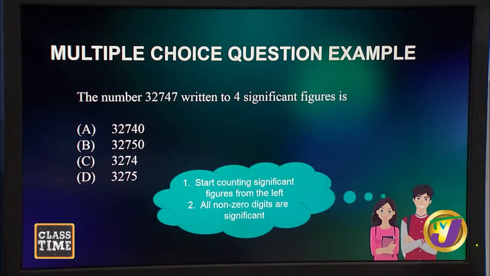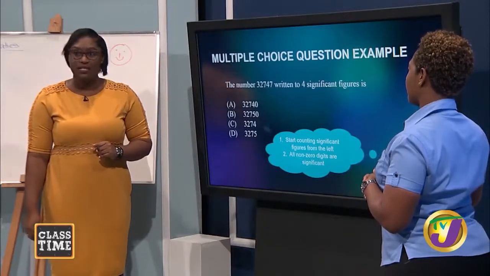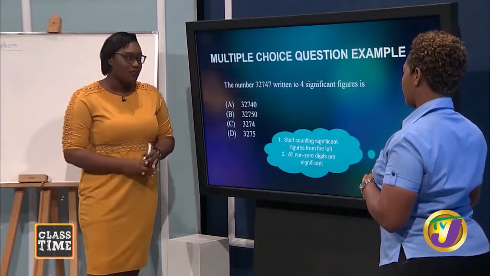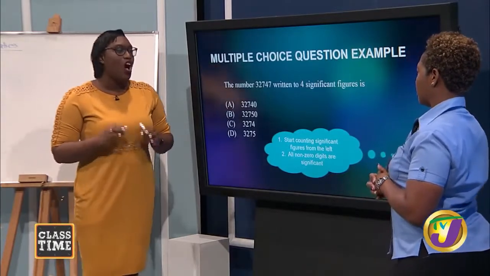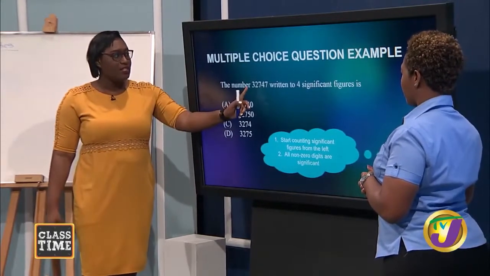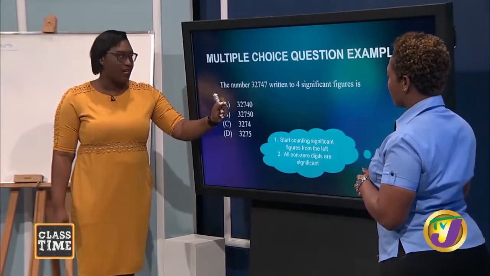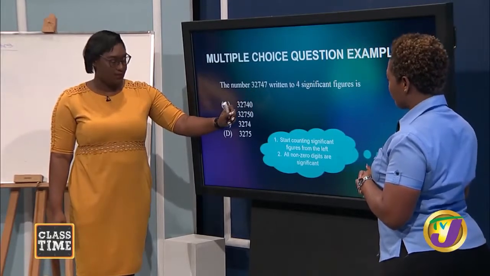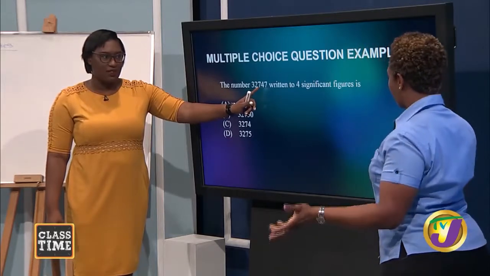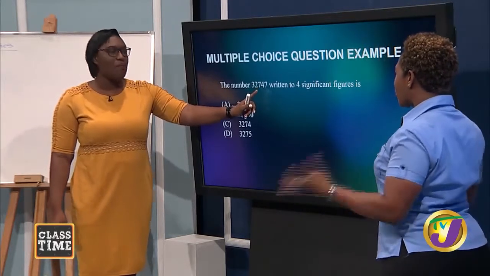When we talk about significant figures, we have to start identifying our significant figures from the left of the number. Here we have 32,747, and Jenny and Jack said that we need to start counting significant figures, and in this case, all non-zero digits are significant. So my 3 is significant, my 2 is significant, my 7 is significant, my 4 is significant. How many have I gone through so far? 4. So I drop off the 7.